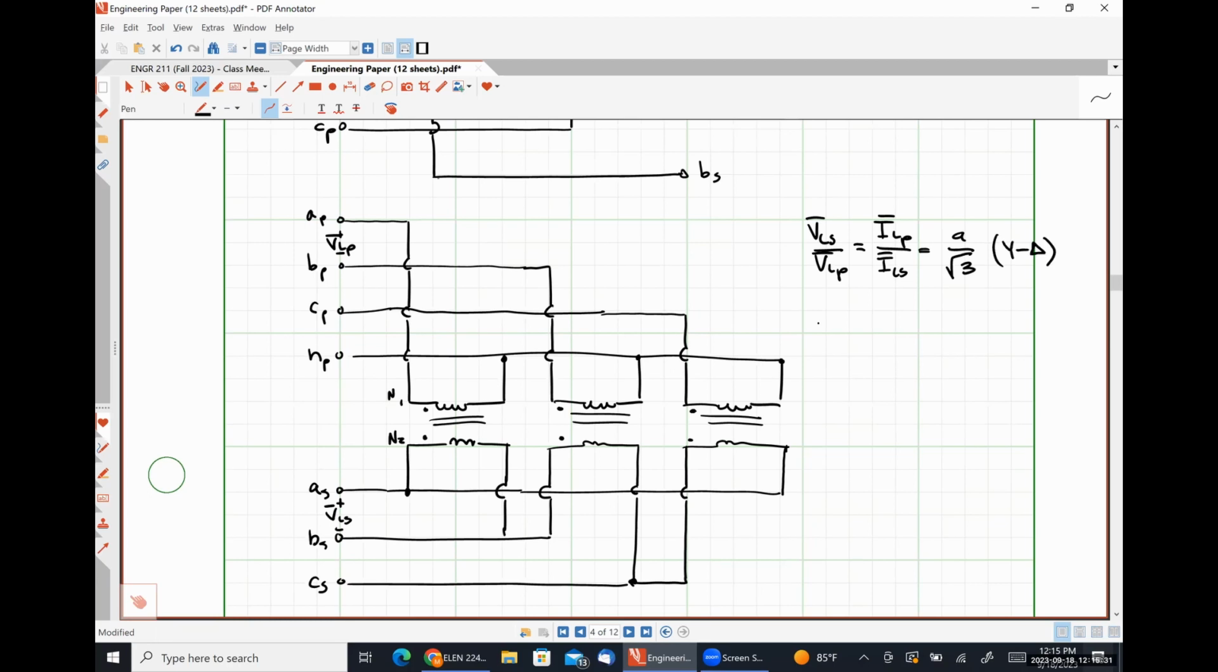And then VLS over VLP is equal to ILP over ILS is equal to root 3 times A. I don't know why I drew that delta upside down. Let me fix that. Delta Y. And then complex power on the primary has to equal complex power on the secondary.